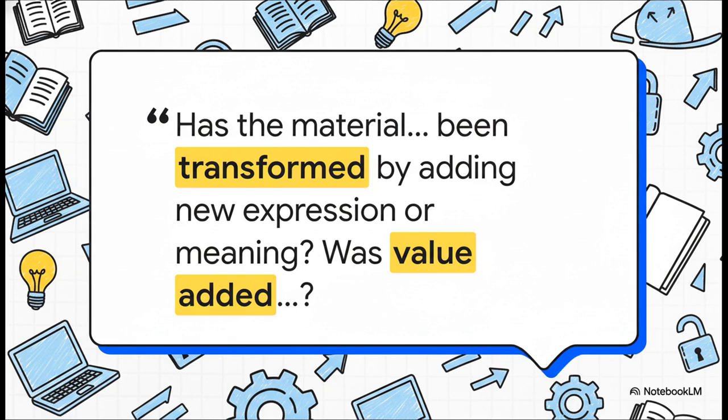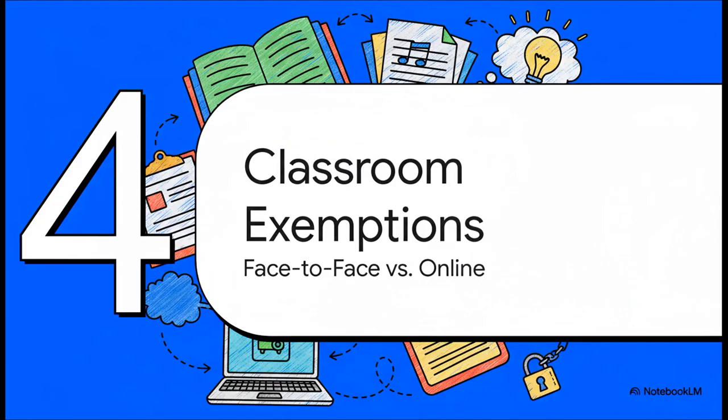Maybe for criticism, or for commentary, or for a lesson. Adding new meaning, a new context, that is the single strongest argument you can make for fair use. So, fair use is this big, flexible idea. But on top of that, Congress also gave educators some, let's say, more black and white rules for using copyrighted materials in different kinds of classrooms.